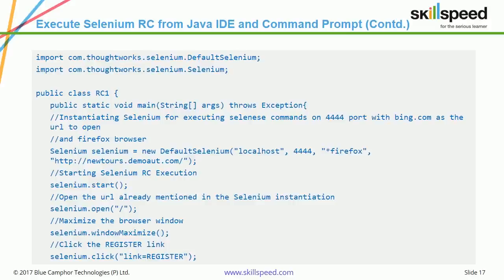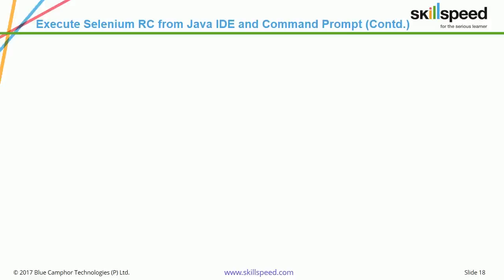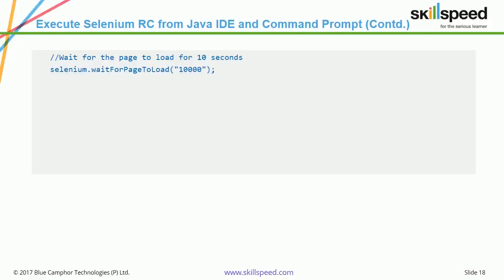We can then click on the register link in the newtools.demoaut.com using the selenium.click command, and then giving the locator for that link using link equals to register. This link equals to register we have inspected from the web page and we have given it. Very soon we are going to look at how do we locate the elements. Once we click on the link, to check that we are going to the next page, we are giving the command to wait for the page to load using the selenium.waitForPageToLoad 10,000. This 10,000 are the milliseconds, so it will be 10 seconds.